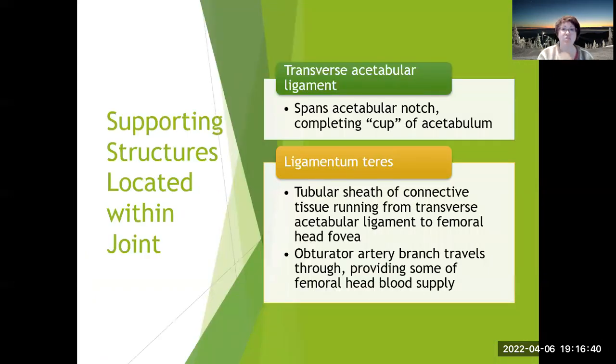Within the joint, there are some ligaments and some supporting structures. The transverse acetabular ligament spans the acetabular notch, which completes the cup of the acetabulum. So a lot of the ligaments sort of close up open structures in the bone, or they connect different structures. In the osteology lecture, I talked about how some of the ligaments close up the sciatic notch. So the transverse acetabular ligament completes the cup to hold the head of the femur in there.